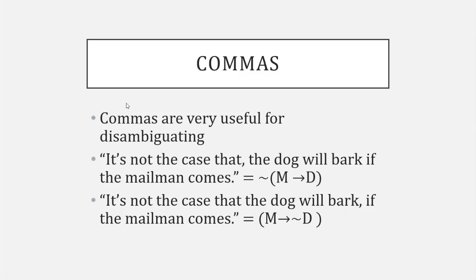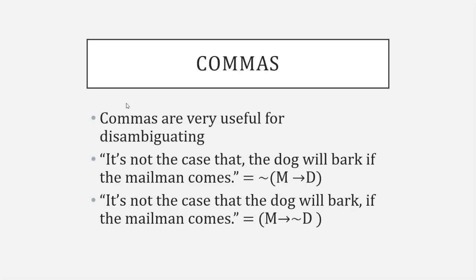rather than there. So it's not the case that, comma, the dog will bark if the mailman comes. So now I'm saying it's false that this whole thing, right? And that's not if M then D. Compare that to, it's not the case that the dog will bark, comma, if the mailman comes. Now, the thing after the if is the antecedent, and the whole rest of the sentence is the consequent.